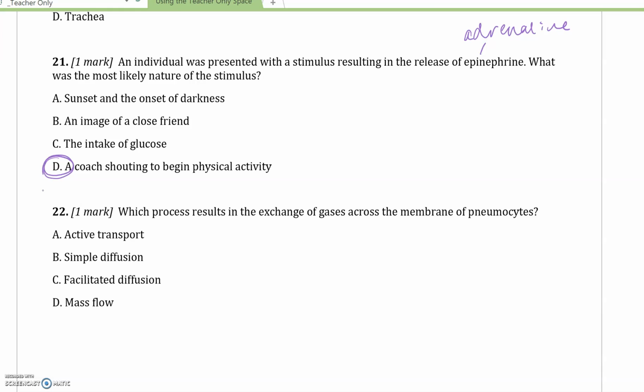And question 22, which process results in the exchange of gases across the membrane of pneumocytes? Is that active transport? No. Simple diffusion? Maybe. Facilitated diffusion? No. Or mass flow? Now, I would entirely understand if you thought about mass flow because it's lots of stuff going on, but it's not mass flow, it is simple diffusion, okay? That is the answer to that question.